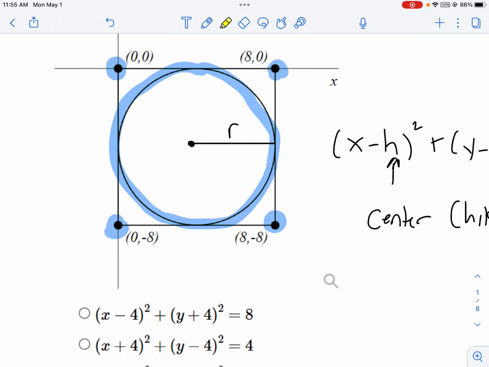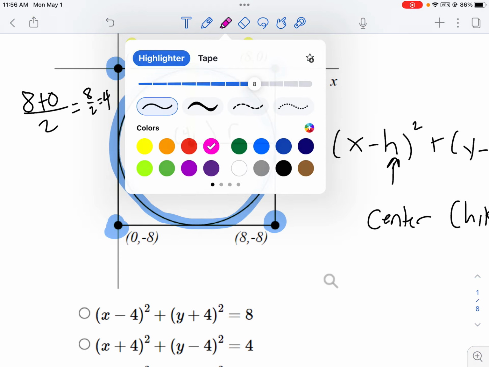First off, let's find the x-coordinate. If the x-coordinate of the left side is 0 and the right side is 8, then we know the center has to be smack dab in the middle of those. Well, what's the middle of 0 and 8? 4, right? We know that 4 is between 0 and 8. That's halfway there. So (8 + 0) divided by 2 is 8 over 2, in other words, 4. That's the halfway point.